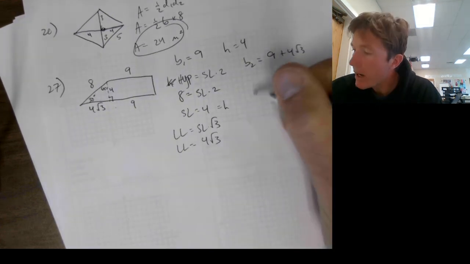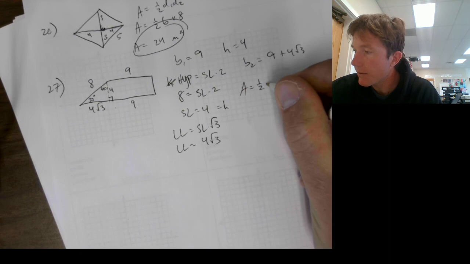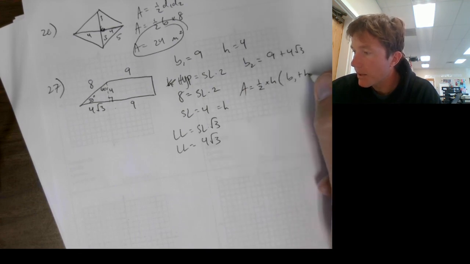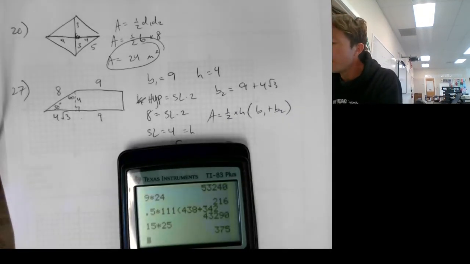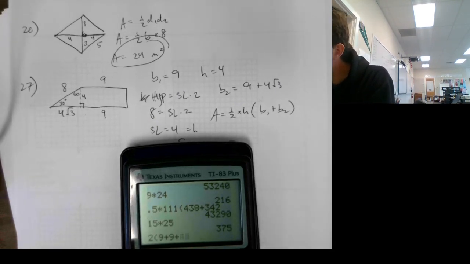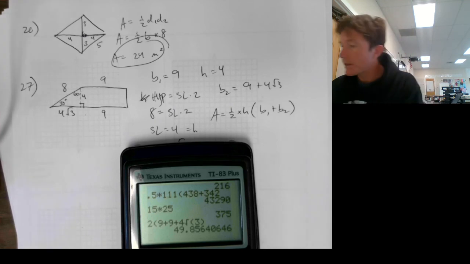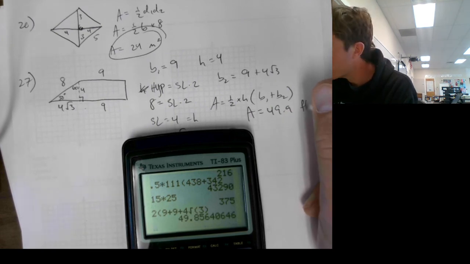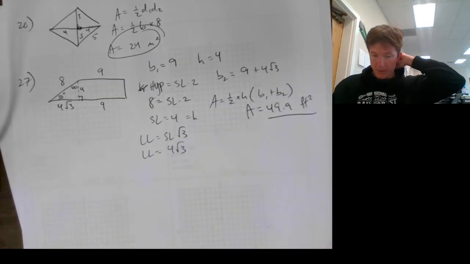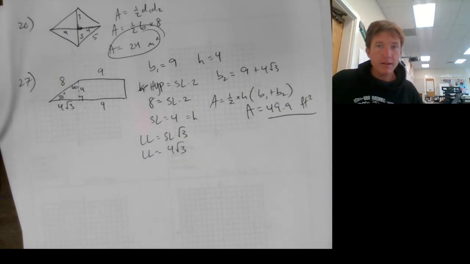Now we can plug these into the formula. Area equals 1/2 times height times base 1 plus base 2. So I'm just going to plug these numbers into my calculator. Height is 4, so 1/2 of that is 2. So we're doing 9 plus 9 plus 4 root 3. And we're solving this to the nearest tenth, so my area is equal to 49.9 feet squared.